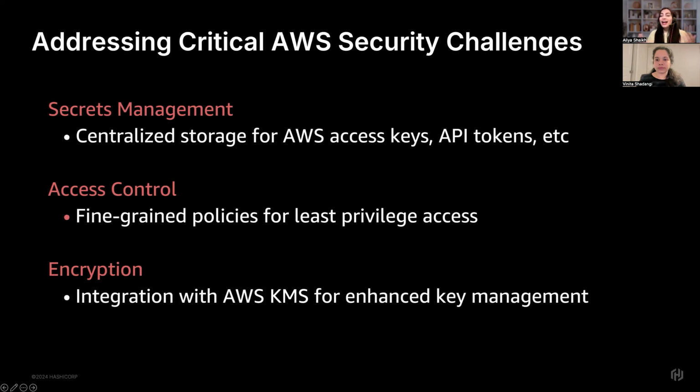Then we have access control. Vault's fine-grained policies allow you to implement least privilege access, ensuring that users and applications only have access to the specific secrets they need. And then we have encryption. Vault integrates seamlessly with AWS KMS, which is the Key Management Service, enhancing your key management capabilities and providing an additional layer of encryption for your most sensitive data.